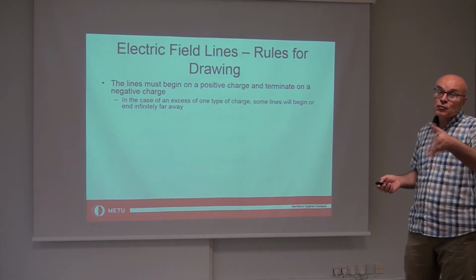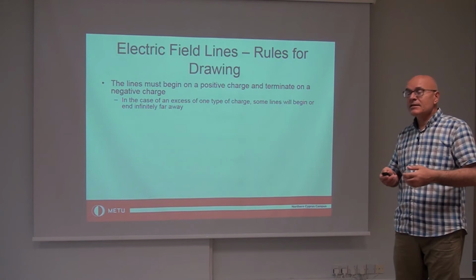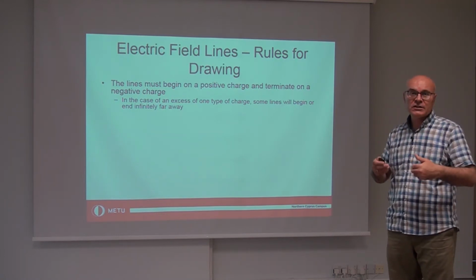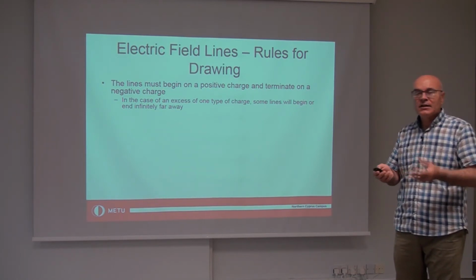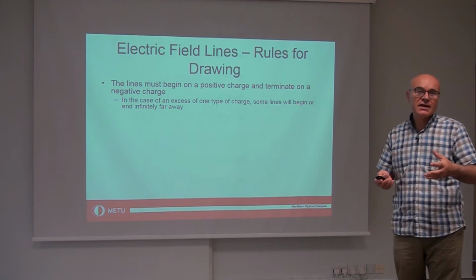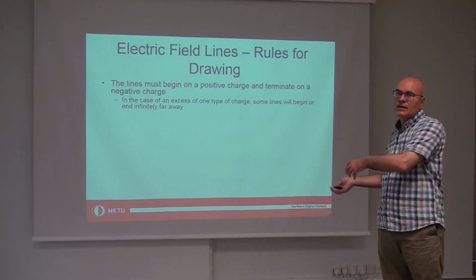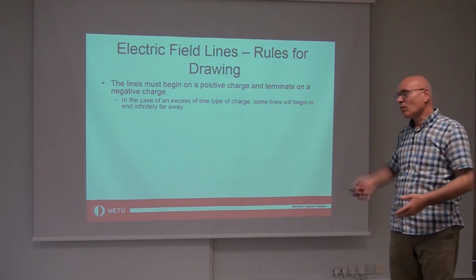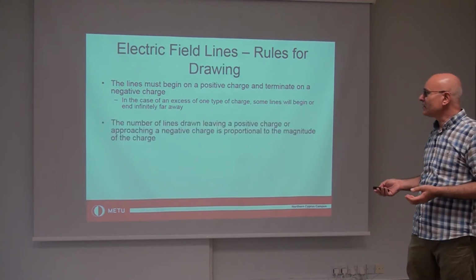Now, if you don't have another type of charge, then in this case they will terminate at infinity, or if it's negative they will originate at infinity. Or if you have an excess of one type of charge, then part of the electric field lines will originate at the positive and terminate at the negative, but part will terminate at infinity or originate from infinity if you have excess charge.